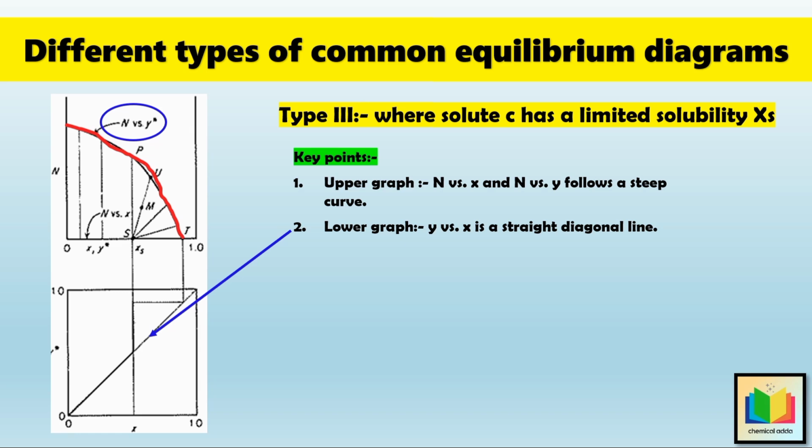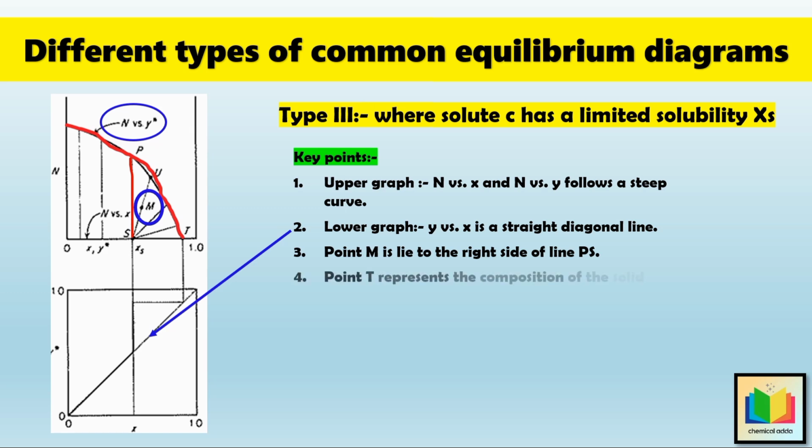Then we can see that, in the upper graph, the point M is lying to the right side of line PS. From that, we can conclude that any mixture like that represented by point M, with composition beyond saturation limit XS, will settle into a clear saturated liquid solution represented by point S in the upper graph, which contains solute C at concentration XS, and a slurry represented by point U, which consists of undissolved excess solute C, whose amount depends on the initial composition of mixture M.